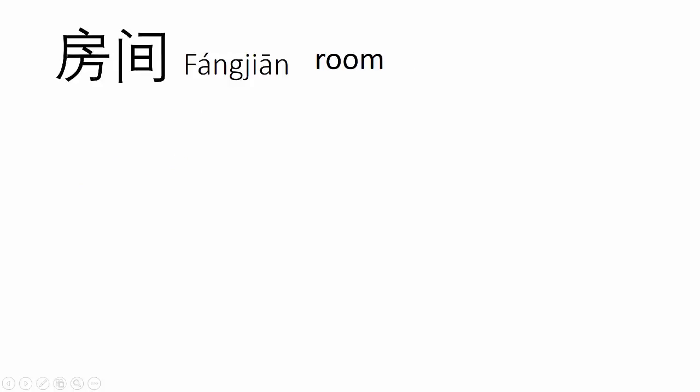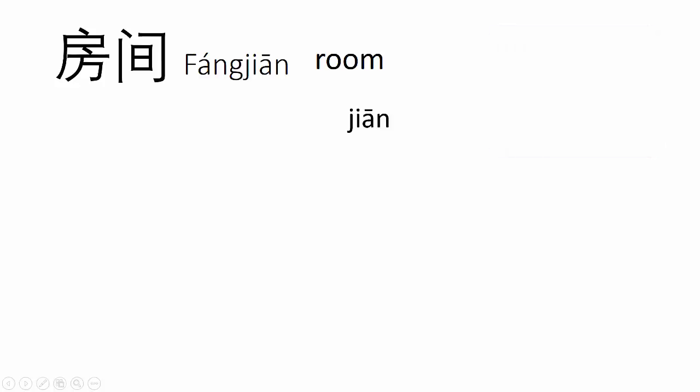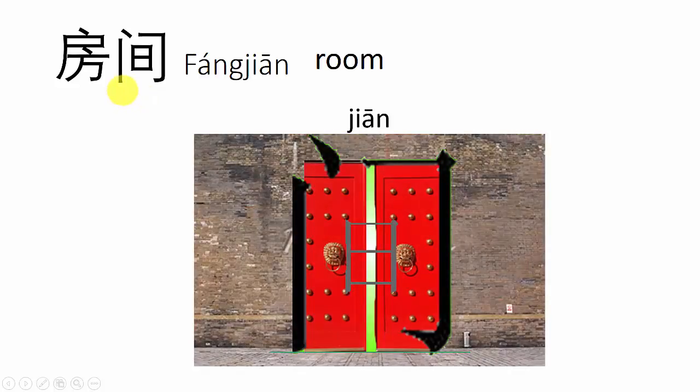房间, room. It's the same 房 as 房子 for house, and then 间 is the same 间 as 中间. 间 means space. It's a picture of the sun shining a light between the space in the door.